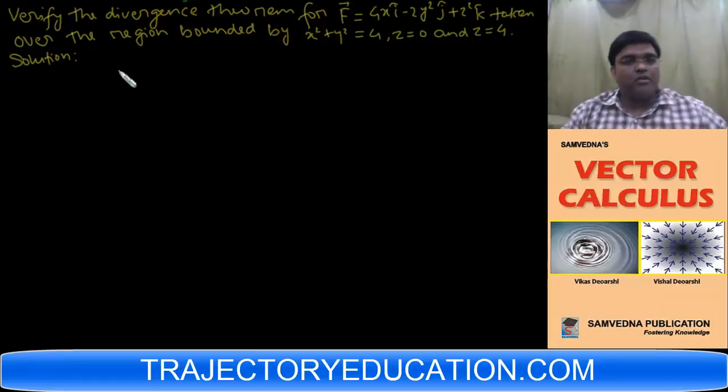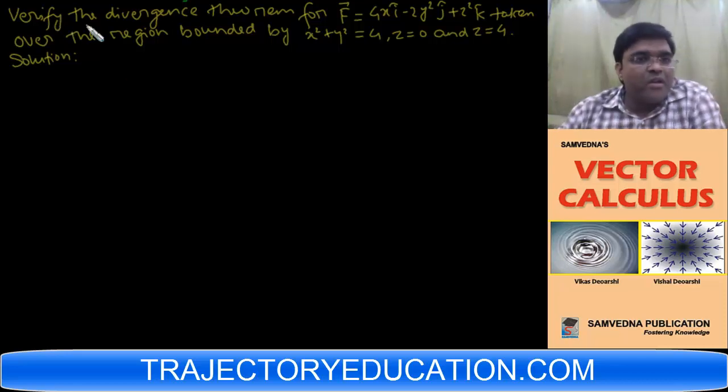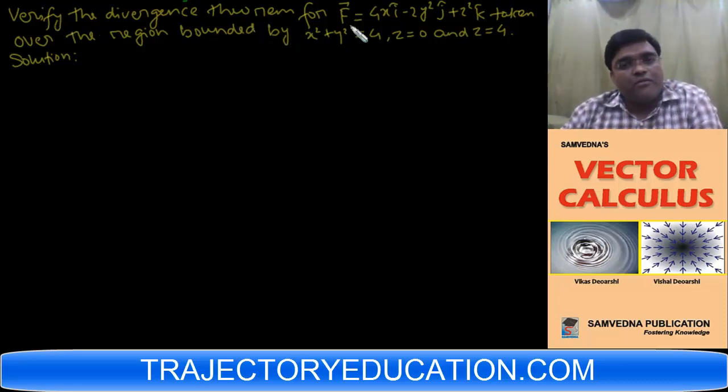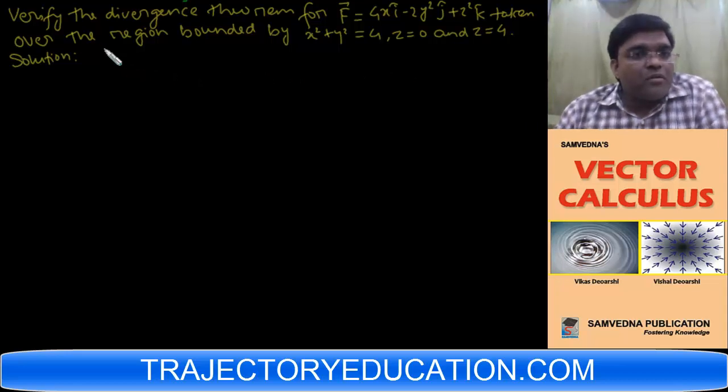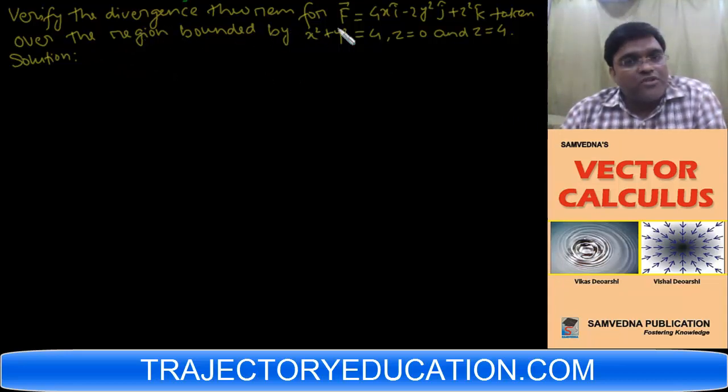We'll discuss this problem. Verify the divergence theorem for the function f equals 4xi minus 2y square j plus z square k taken over the region bounded by x square plus y square equals 4, z equals 0 and z equals 4. This is a problem on verification of the Gauss divergence theorem.